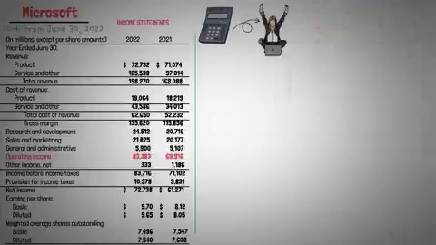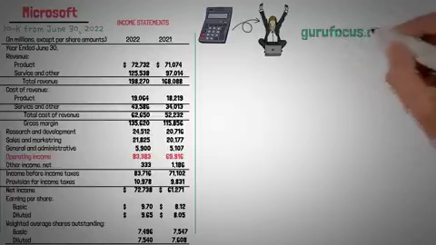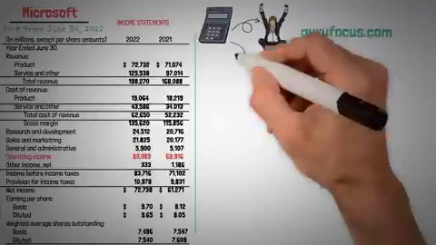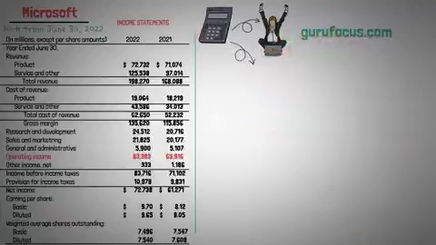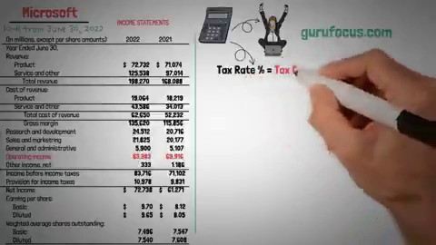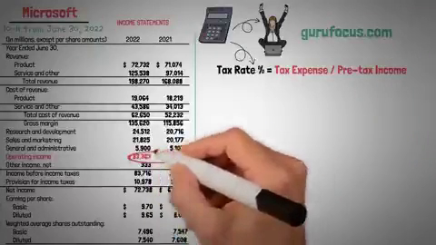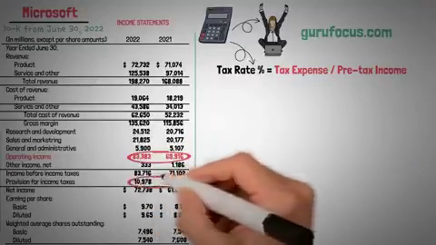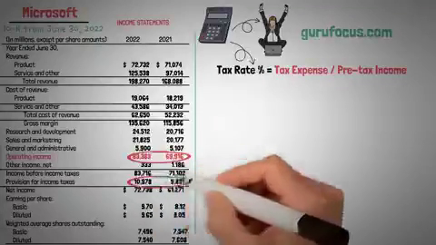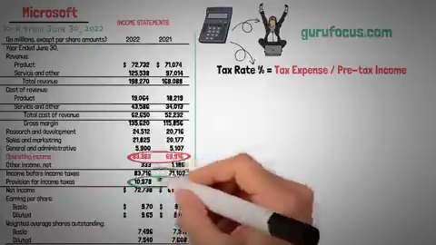Next, we will need to calculate the tax rate for Microsoft, or you could go to your favorite website and find it. I use GuruFocus.com as my go-to. To find the effective tax rate, we use the following formula. Tax rate percentage equals tax expense divided by pre-tax income. So if we go back to our income statement, we can find our numbers. I will highlight them for you.